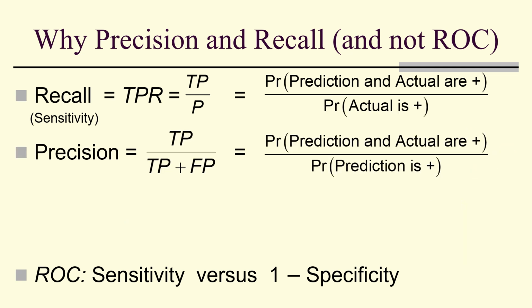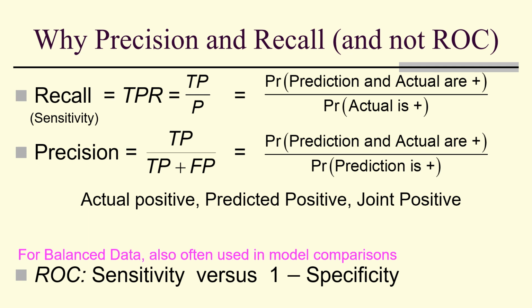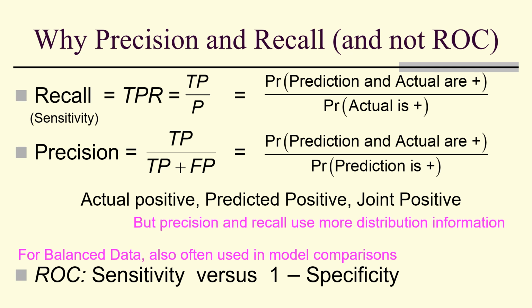But for precision and recall, we have the actual positive probability distribution, the predictive positive distribution, and the joint positive distribution. So for balanced data, we often use the receiver operating characteristic in model comparisons, but precision and recall use more distribution information.